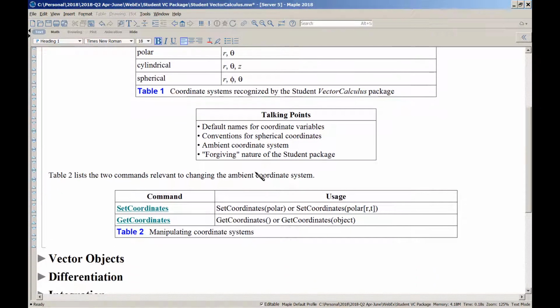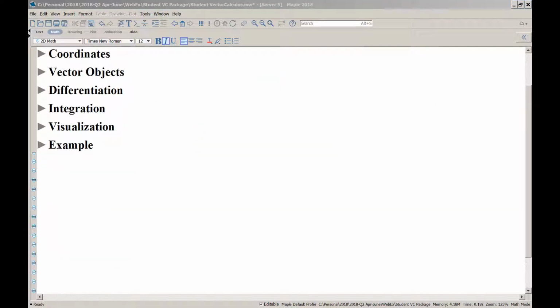The two commands that you might run into to change coordinates are for setting the background coordinates, and for getting the coordinates either from the background or from an object. All right, get and set coordinates. I hardly ever use these two commands.